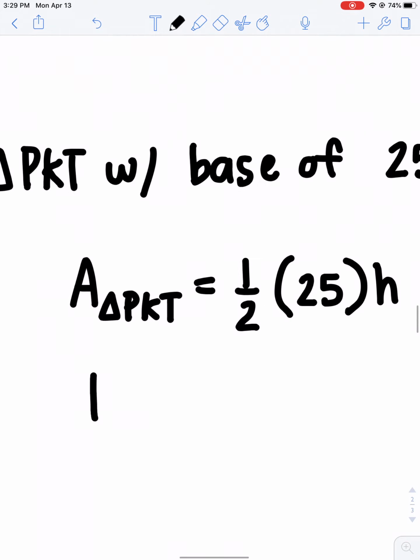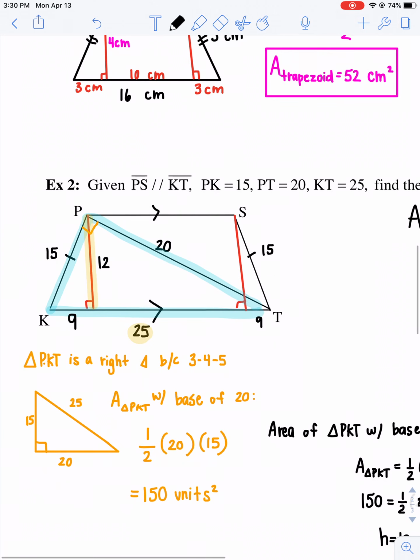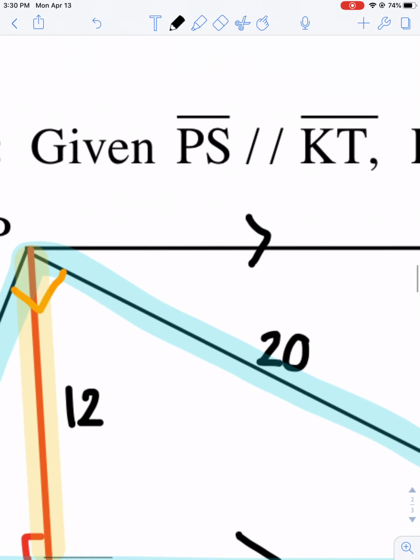So we now have a height of 12, meaning that we have a 3, 4, 5 here as well, and they were all multiplied by a scale factor of 3, making this 9 and this 9. I now have enough information to solve for PS. To find PS, I do 25 minus 9 minus 9, and I get 7. So I now have my two bases and my height to solve for my area.